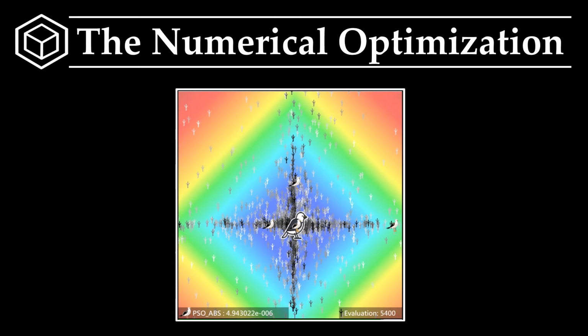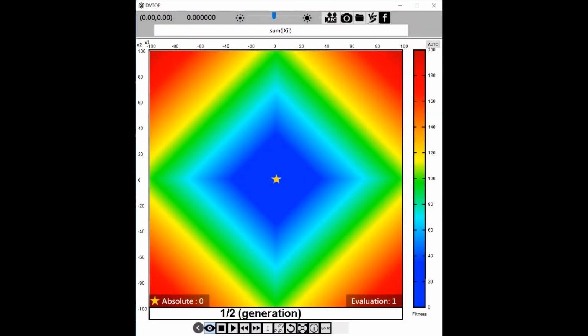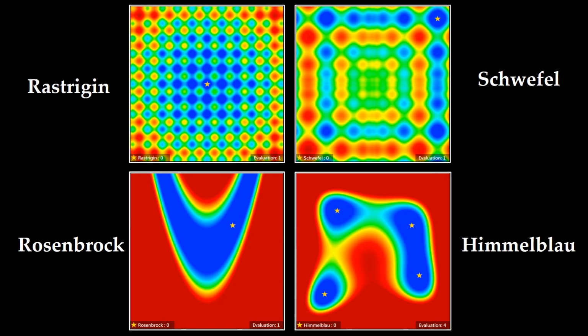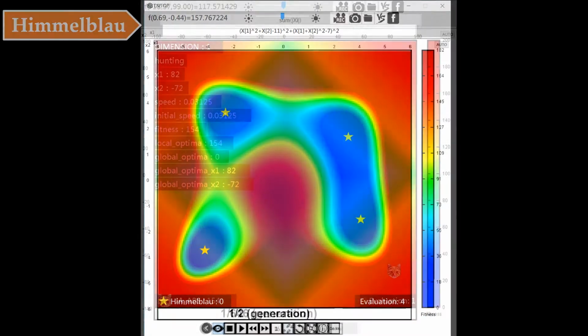DVTOP has two categories of interface. The first introduced is the numerical optimization tool. In this interface, the upper white box is the function we input in LaTeX form. The right color bar represents the fitness that corresponds to the solution space. The red to blue color represents high to low fitness. DVTOP can display many kinds of benchmark functions, such as Rastrigin, Rosenbrock, Schwefel, and Himmelblau.